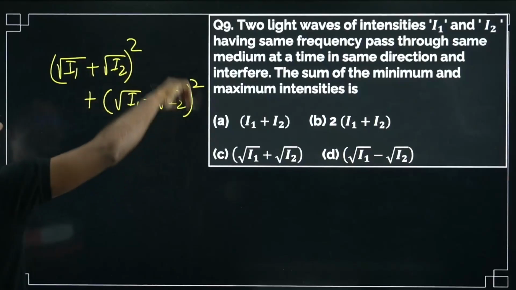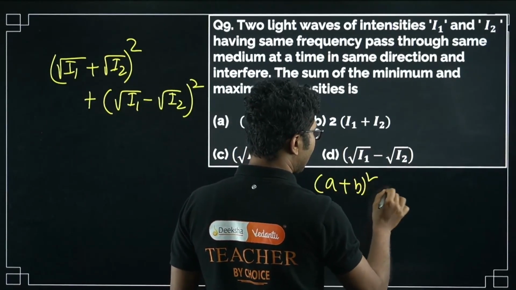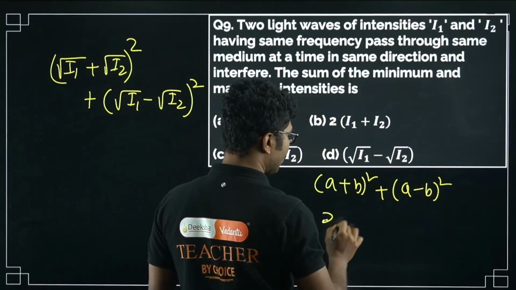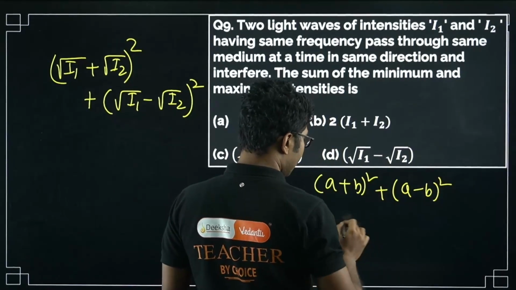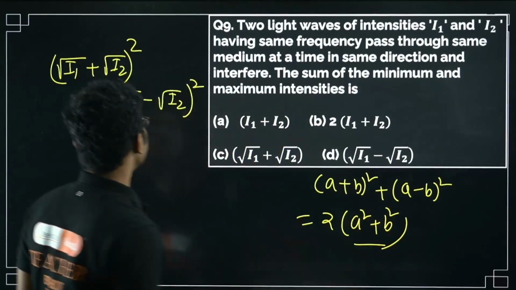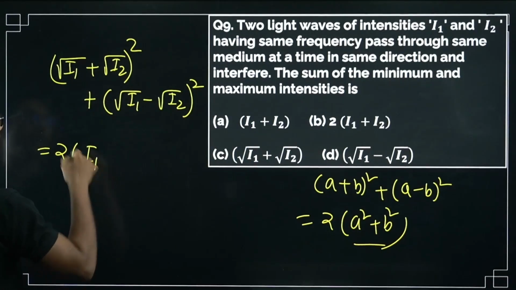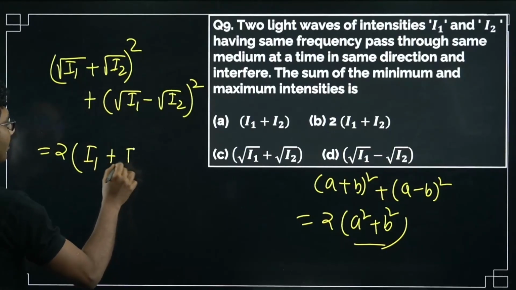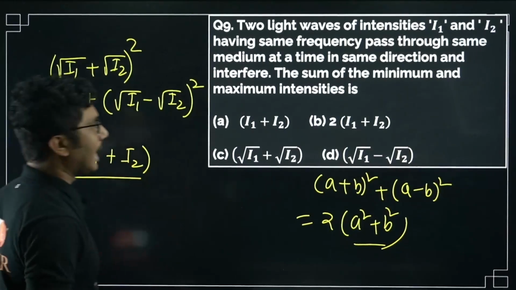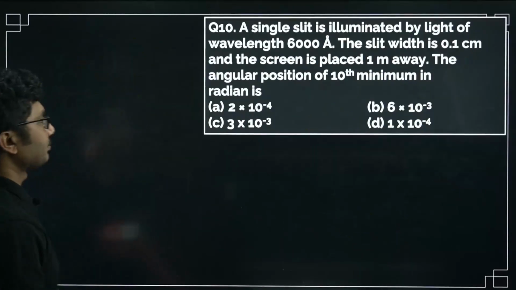Now if you remember the formula, (A plus B) whole square plus (A minus B) whole square is equal to 2 (A square plus B square). So you will use this formula over here. That is equal to 2 times (square root of I1 whole square, that is I1, plus square root of I2 whole square, that is I2). So the sum of intensities is basically 2(I1 plus I2).